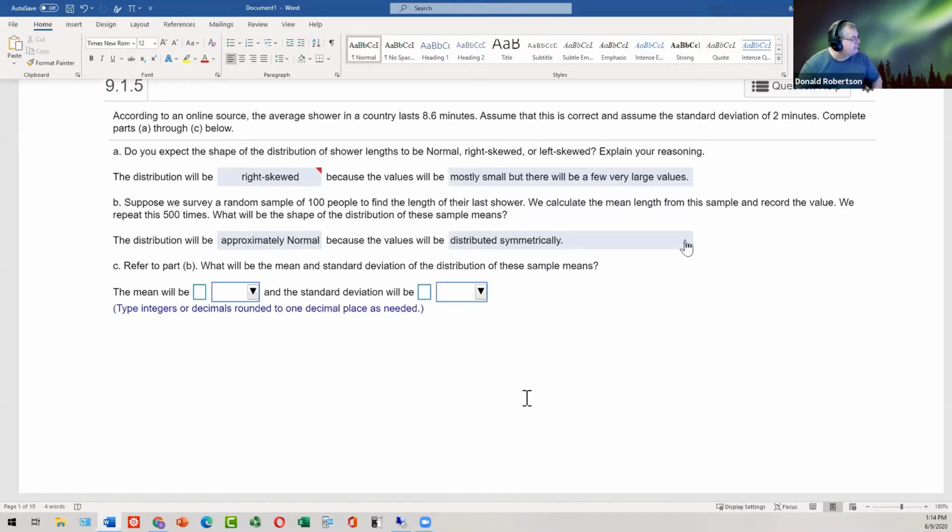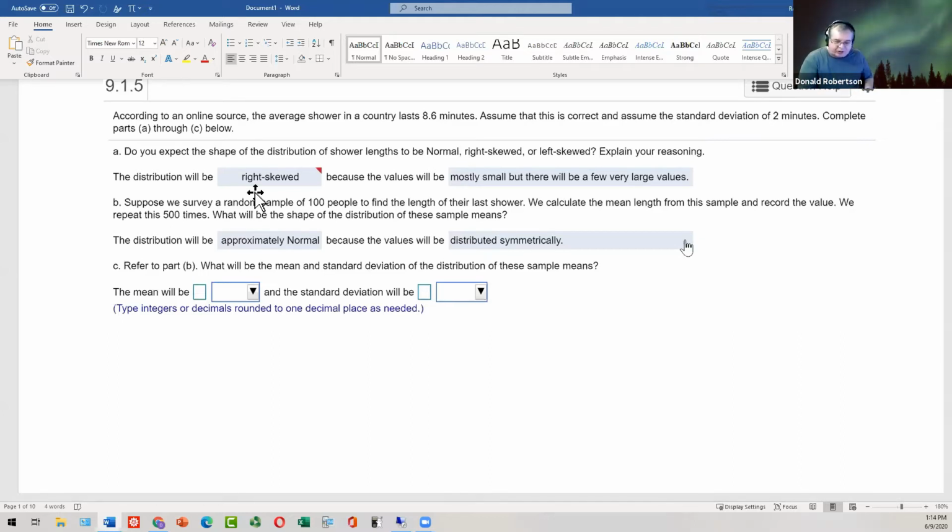Here we go. It says, do you expect the shape of the distribution of showers to be normal, right skewed, or left skewed? Now, this isn't statistics, this is me just from what I know of showers. And so the answers are actually here. The distribution is going to be right skewed. So can you imagine, 8.6 is the average.